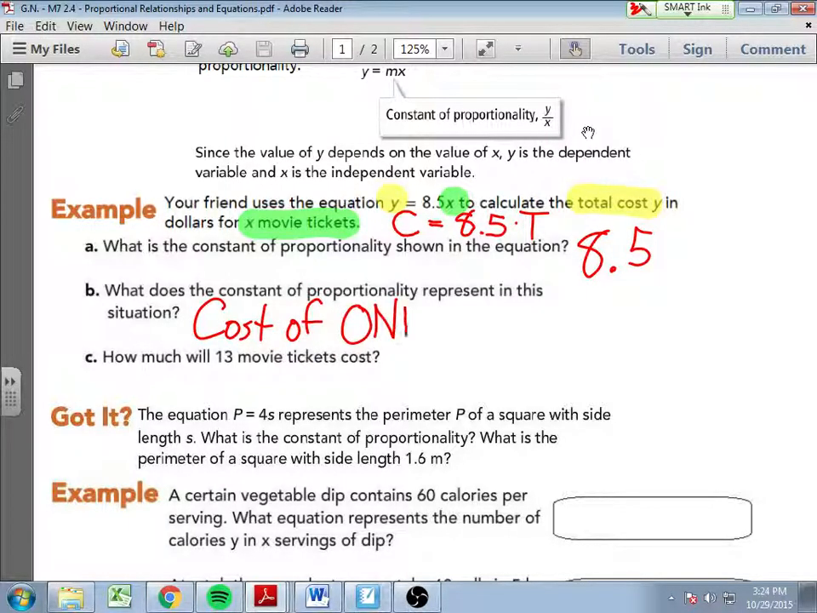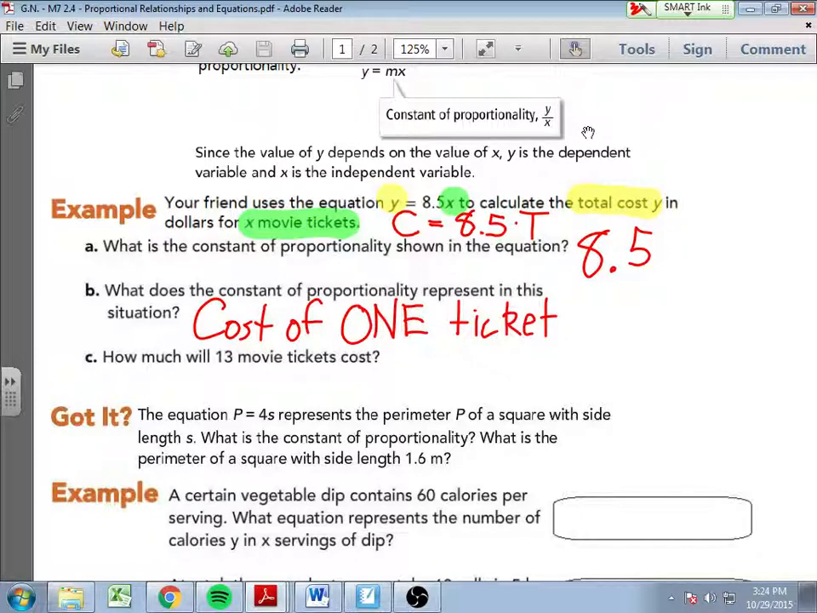That's exactly right, because another way that we talk about constant of proportionality is it's your unit rate. Constant of proportionality is just your unit rate, the per one of something.